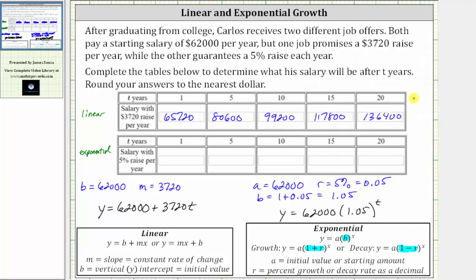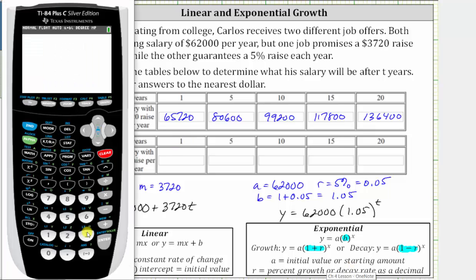Now we'll complete the table for exponential growth using the equation y equals 62,000 times 1.05 raised to the power of t. The first value of t is 1. We enter 62,000 times 1.05 raised to the power of 1, enter. And let's go ahead and record this, 65,100.